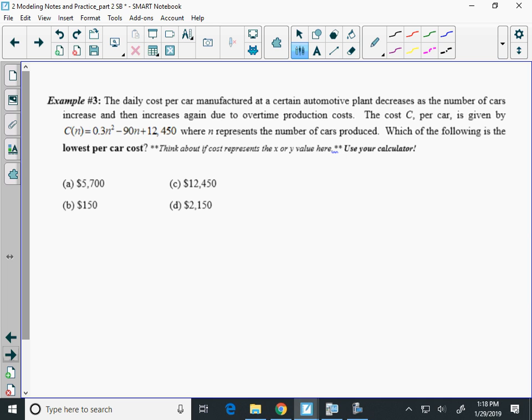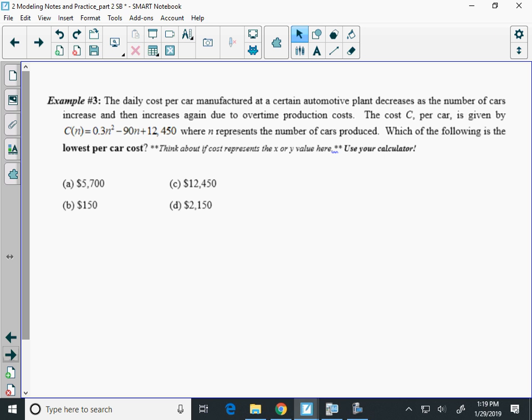We have a multiple choice. So this one is more challenging because there is not a grid for you this time to base your window off of. So we're going to figure out how do we decide on the window setting when we're not given a picture to look at. So we're going to start by typing this equation into the y. That's the first thing I would do.